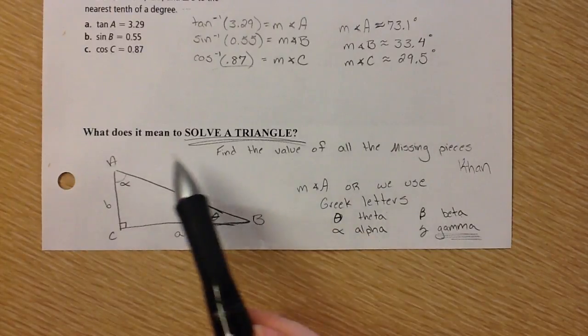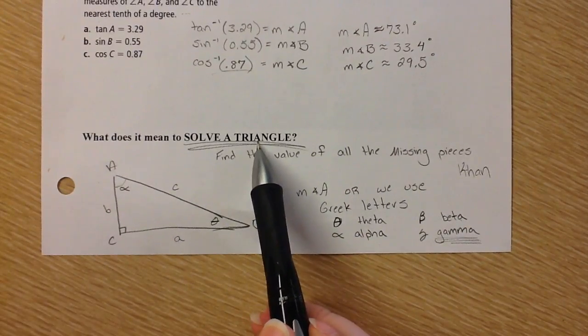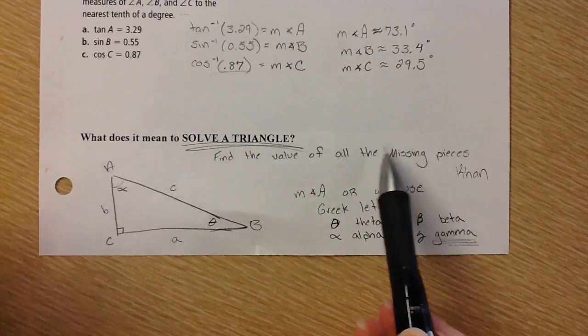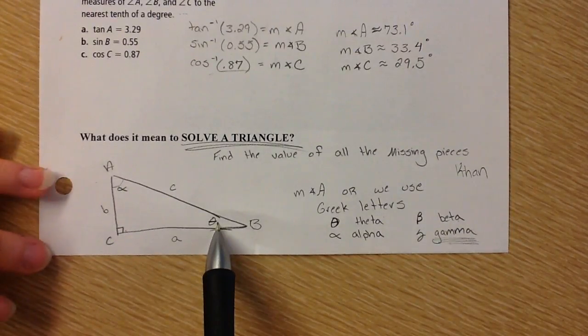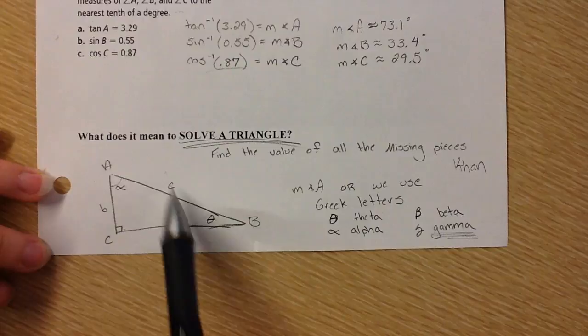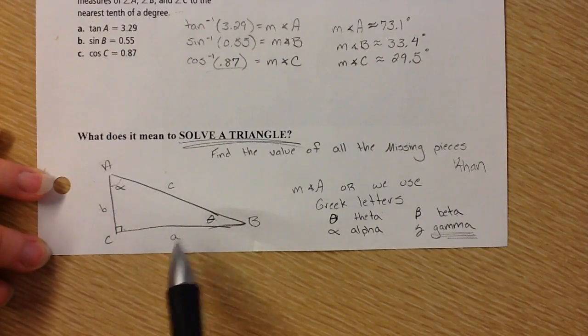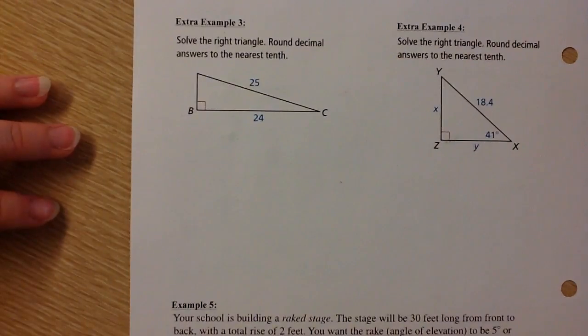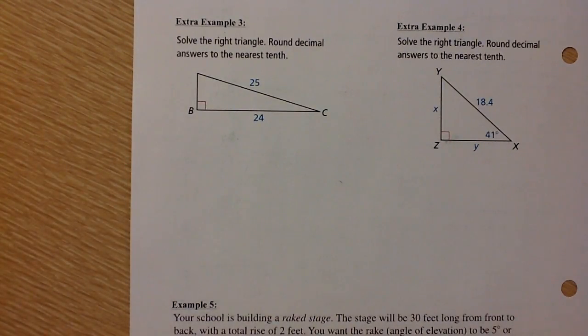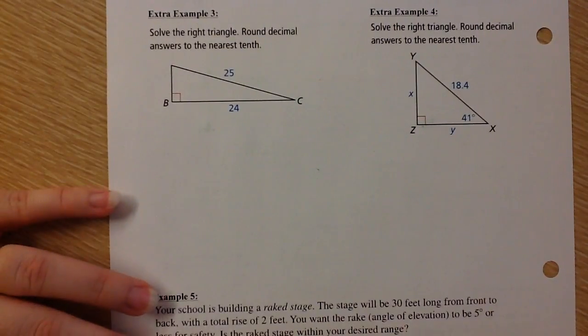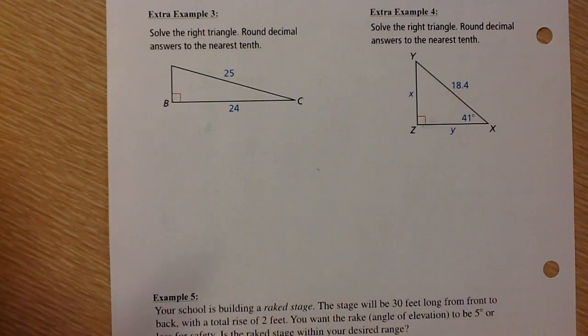Okay, so when I'm asked to solve a triangle, what it's wanting me to find is the value of all the missing parts, meaning write down the angle degrees of all the angles and the segment length of all the sides. So we need to find all those missing pieces. So here in this example, solve the right triangle, round the decimal answers to the nearest tenth. Okay, it doesn't tell you how to solve them, so really it's kind of up to you.